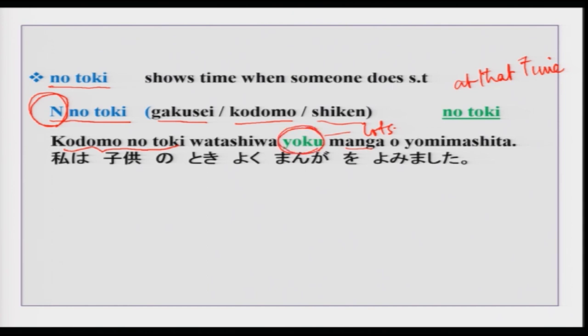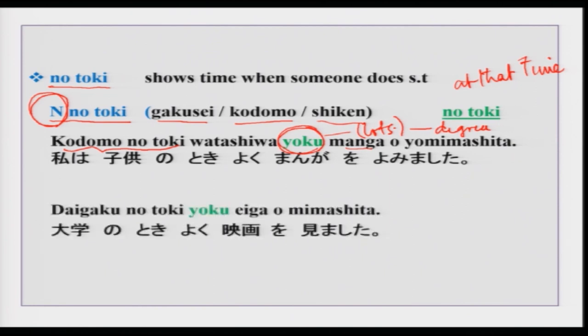So, yoku cannot be measured. Yoku can only be felt. It cannot be measured like takusan. Takusan, when you say, also means lots. But with takusan, you can measure the thing, you can see the thing physically, but with yoku, you cannot see the thing. You can only imagine, it's a degree. So, even though it means lots, it is degree of something. So, kodomo no toki watashi wa yoku manga o yomimashita. Lots manga o yomimashita. Degree can be different for different people.